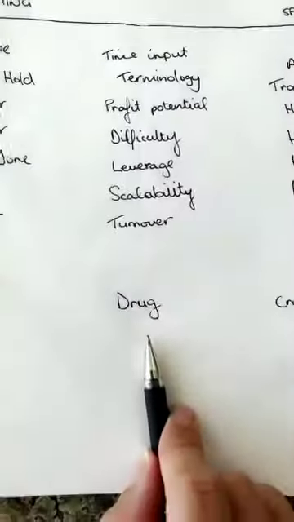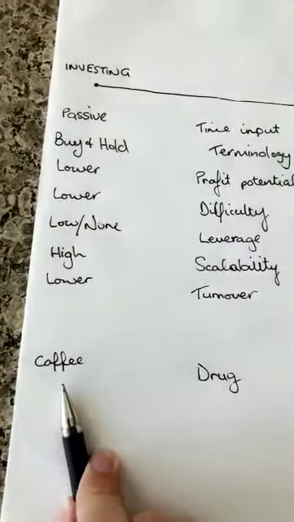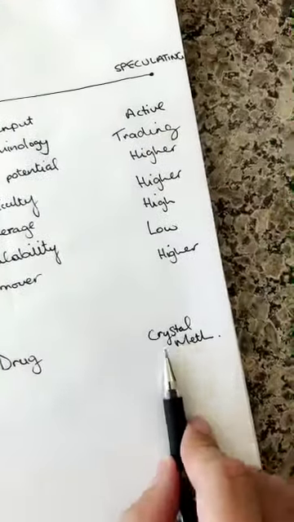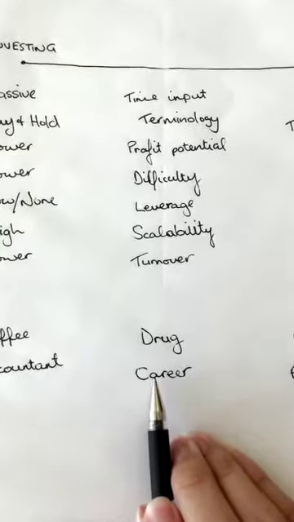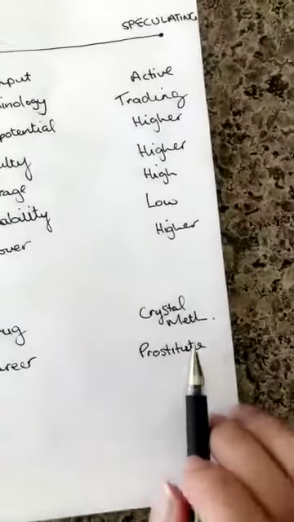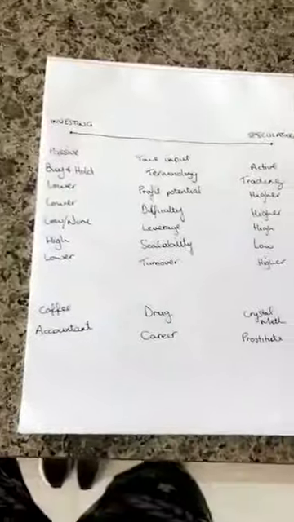If you could think about investing and speculating in terms of taking drugs, your investing would be a morning coffee. Your active speculation would be like taking crystal meth. Career choice. We're talking accountant, prostitute. I hope you're getting the difference here.